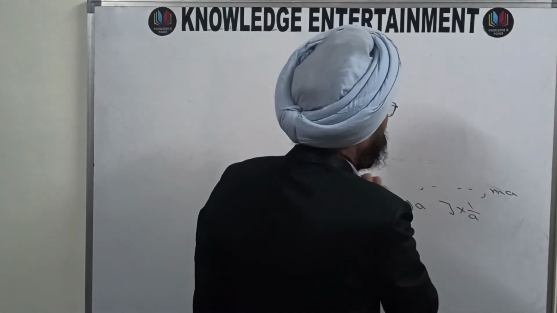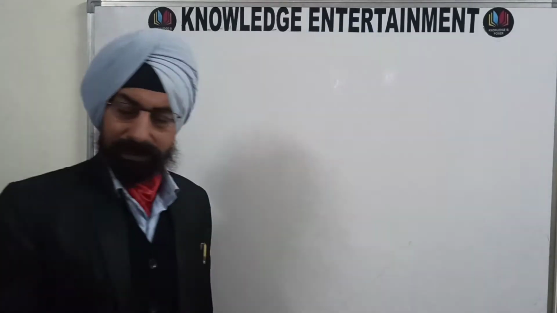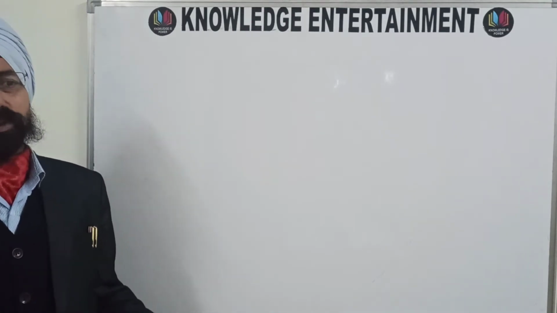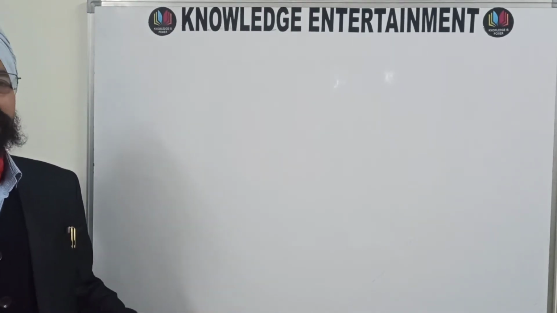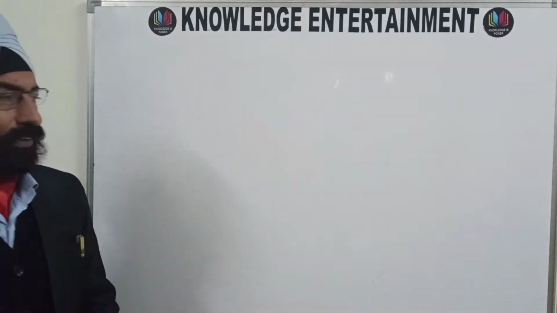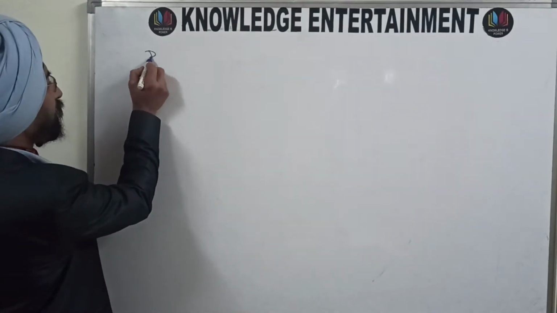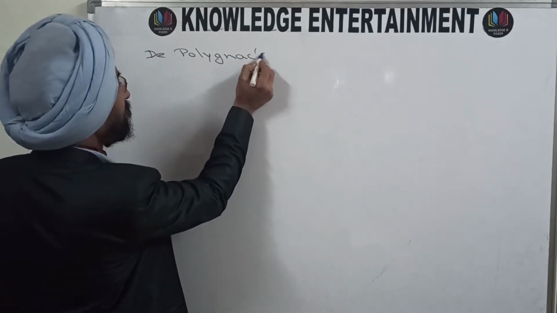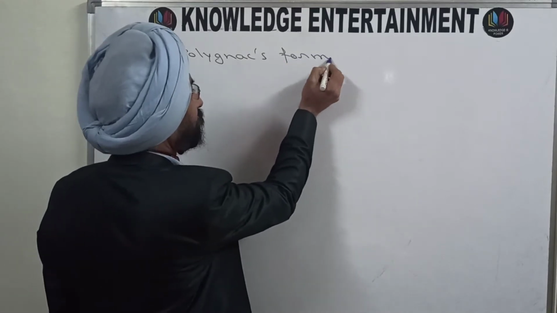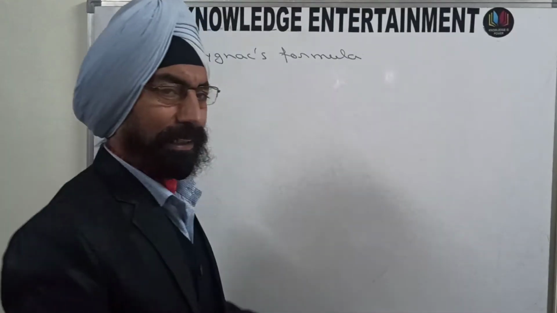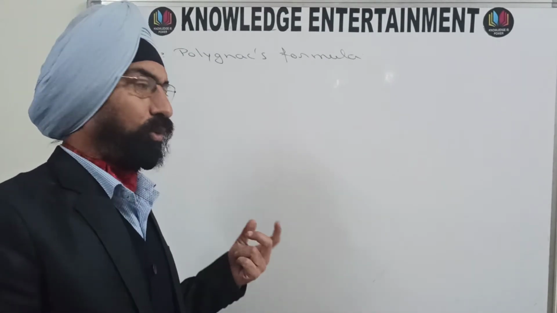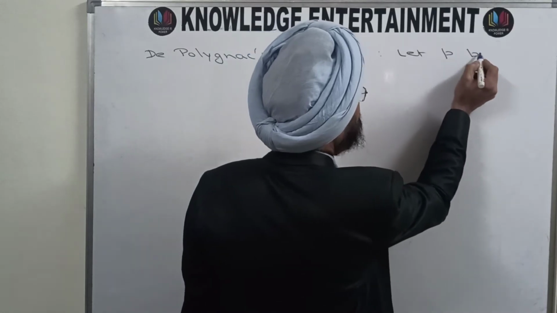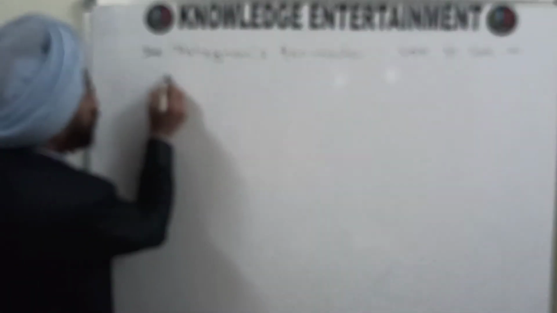And then we move on to the main theorem that I'm talking about for the last 2 or 3 videos, that is the Polygonal formula. What is the Polygonal formula? First of all, it is the statement of the theorem, the Polygonal's formula. First of all, we write the statement and then we will move on to the proof. Let P be a prime number.